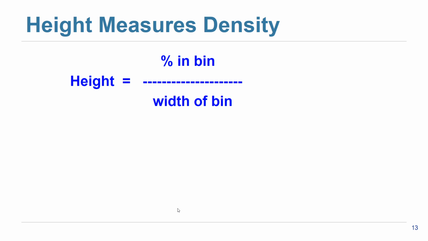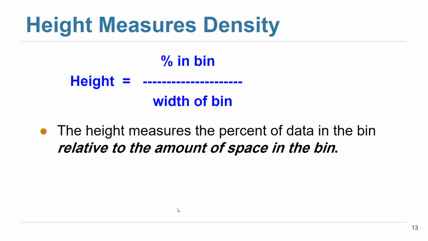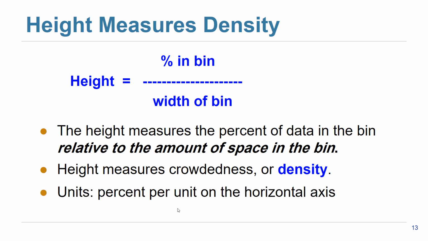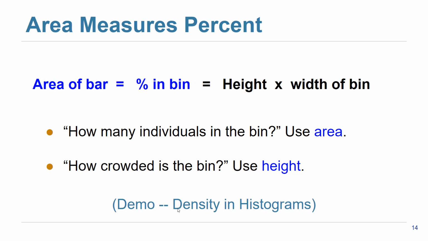So that means that the height is the percentage of the bin over the width of the bin, and the height measures the percent of the data relative to the amount of space in the bin, which we call the density or crowdedness. Crowdedness or density, and the unit is percent per unit, as we just mentioned.